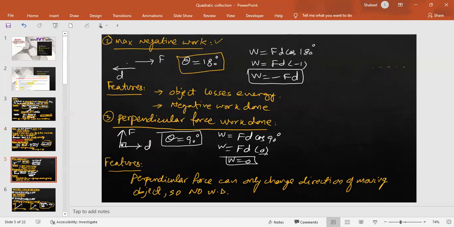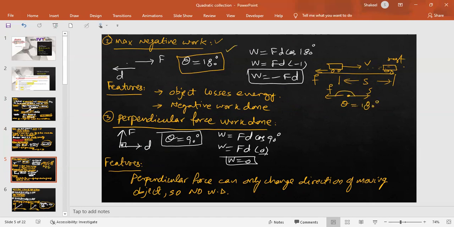The second type is maximum negative work. This happens when, let's say, something is moving in this direction and you have to stop it. So you apply a braking force, and after covering some distance, it comes to rest. During this phase, it covers S distance. So we say that the friction is in this direction and the distance is in the opposite direction. So the angle between them is 180 degrees. That's the case when force and distance are in opposite directions. Cos 180 is -1. So W equals minus FD. This is maximum negative work. And the feature is that the object is going to lose its energy.